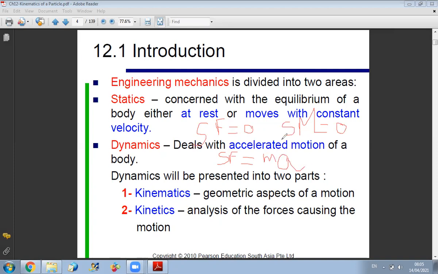But we will just work on particles in dynamics. We will not work on rigid bodies, because the rigid body is much more complex, and for the program we don't have time. So then dynamics, as we said, will be mainly divided into two parts. The first part is tackled in this chapter, which is the geometric aspects of motion that will be used to relate velocity, position, acceleration, and time, while kinetics will deal with the relation between forces and acceleration, and we will do this in the next chapter.